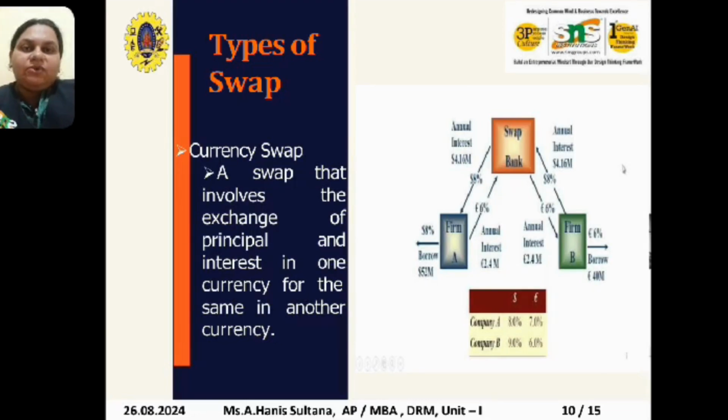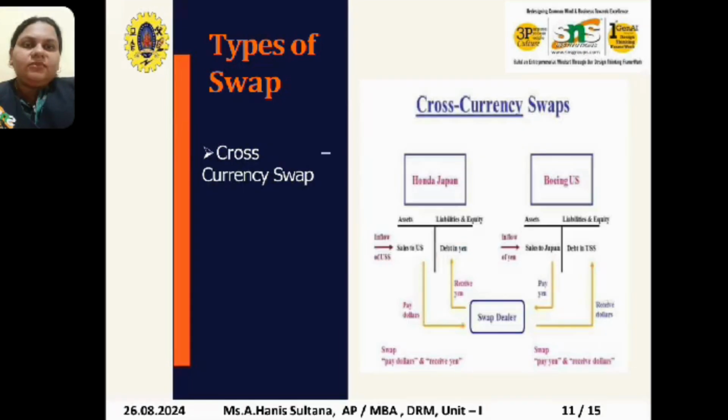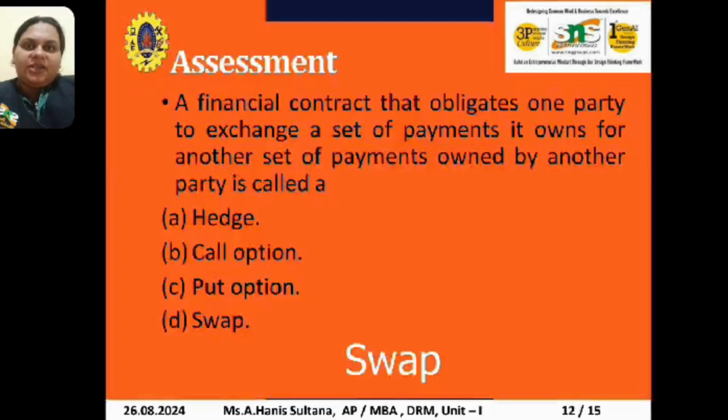Currency swap. So the first one is interest rate swap and the second one is currency swap. A swap that involves the exchange of principal and interest in one currency for the same in another currency. Within the currency swap we have cross currency swap. Cross currency swaps means, for example, we have two parties involved: Honda Japan and Boeing US. Here the swap dealer is involved. So he pays dollars and receives in floating rate, which is based on paying in dollars or receiving in dollars. So quickly we move on to the assessment.